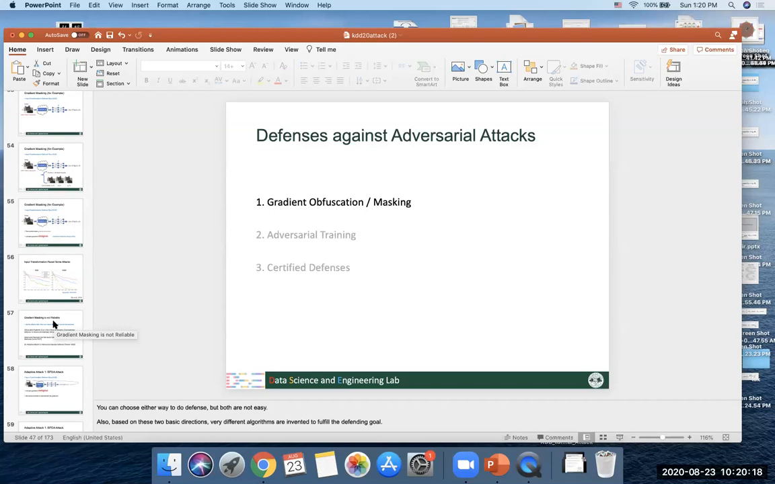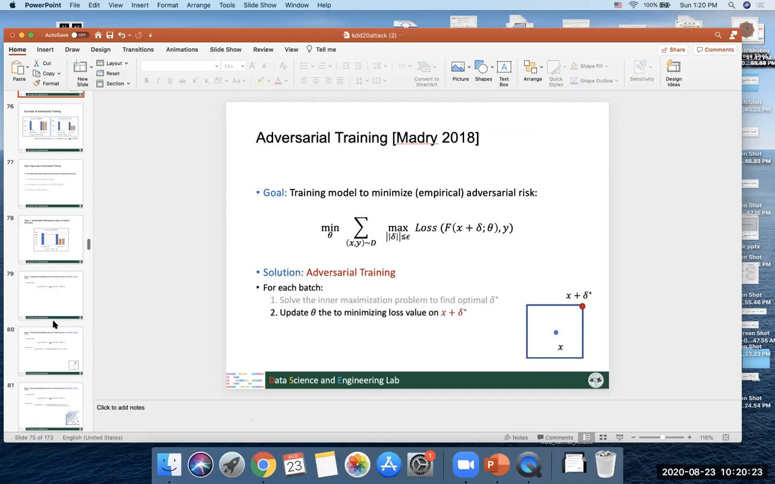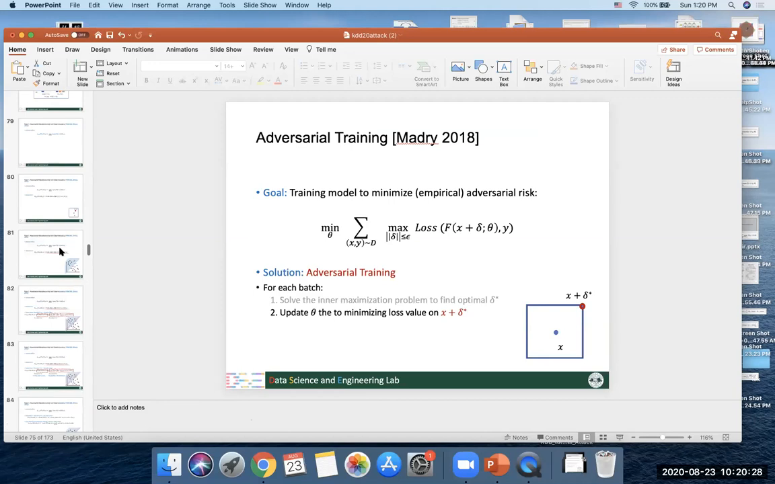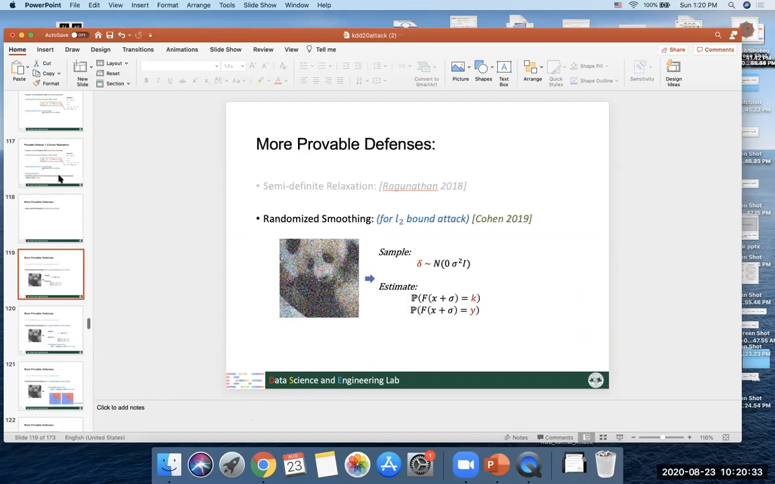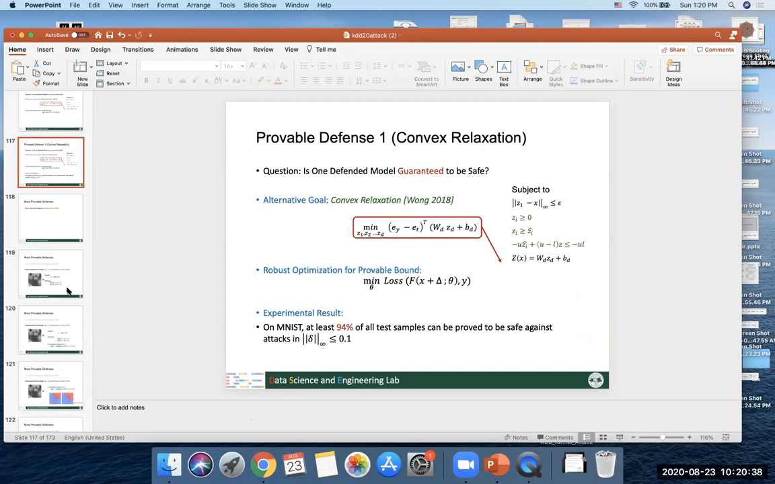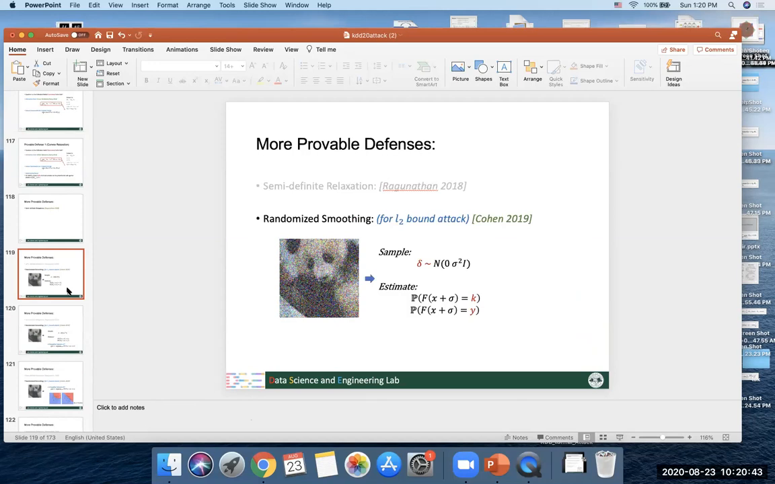For example, you have to do linear programming, such as this, and pay a lot of computational cost, or do some theoretical improvement. By this way, you can really know for sure whether your model is safe or not.